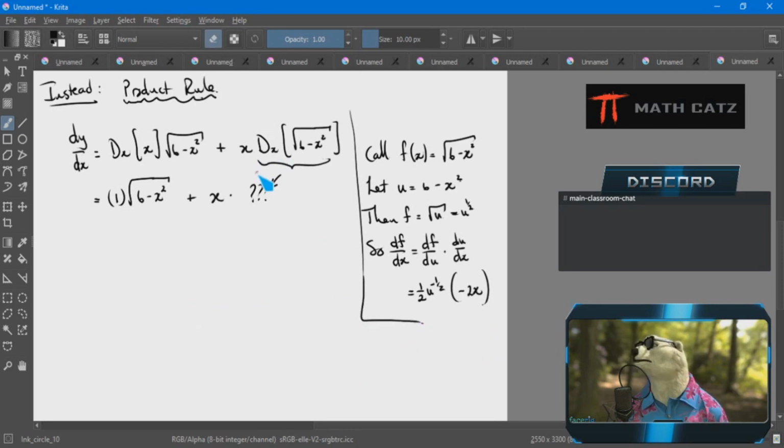I can now go back here and say, I know I'm not perfectly done. I'm going to be finished in my line here. I know I need to replace the u, but I'm going to do it right now. It's going to be 1/2. u is 6 minus x squared to the negative 1/2 times negative 2x.